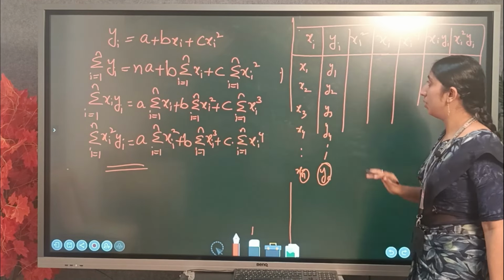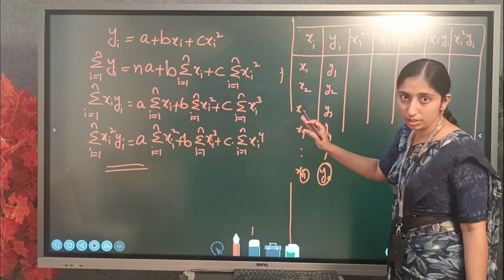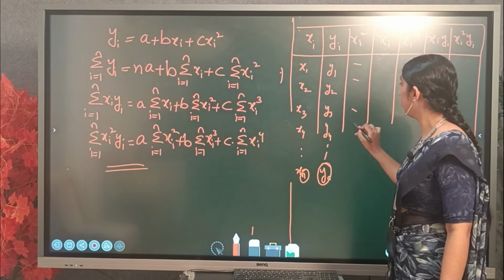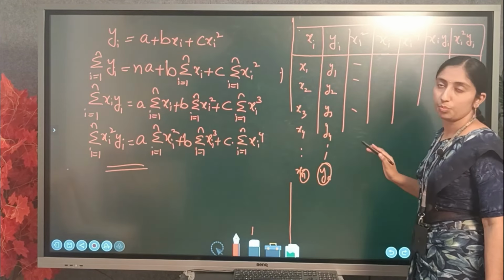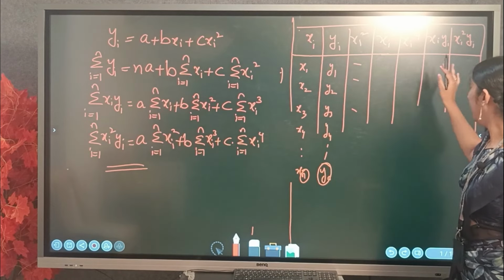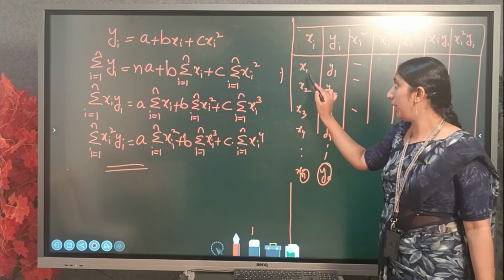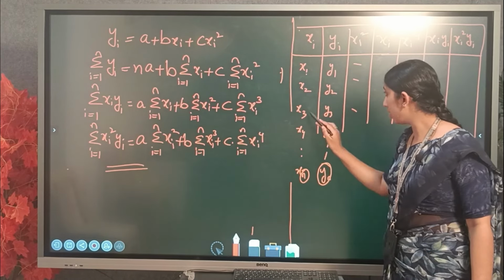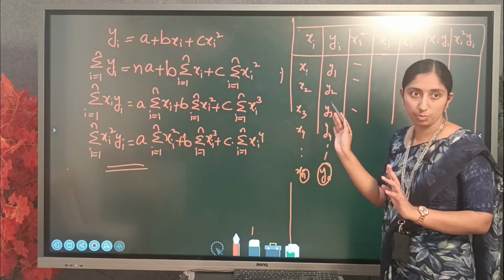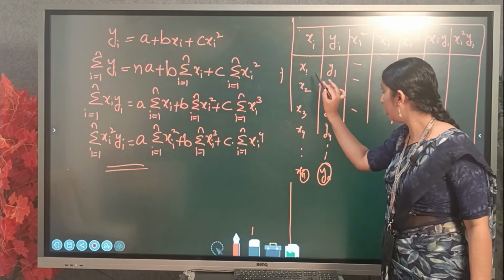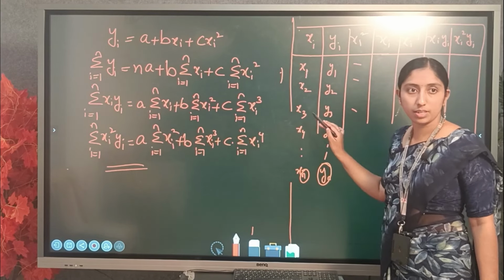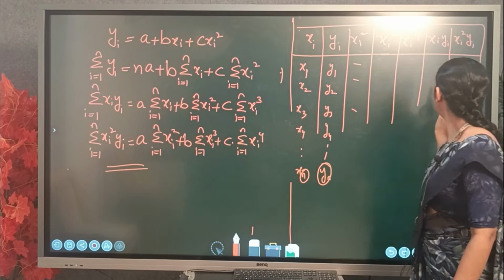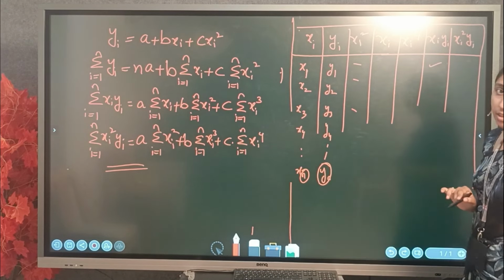Clear? Xi square means, so what are the terms here in xi? You have to square the terms. Okay, like xi cube, xi power 4, and xi yi means you have to multiply x1 into y1, x2 into y2. But don't do it like x3 into y2 or y2 into x4 or anything else like this. You have to put x1 into y1, x2 into y2, x3 into y3, x4 into y4. Like that, xi yi is completed.